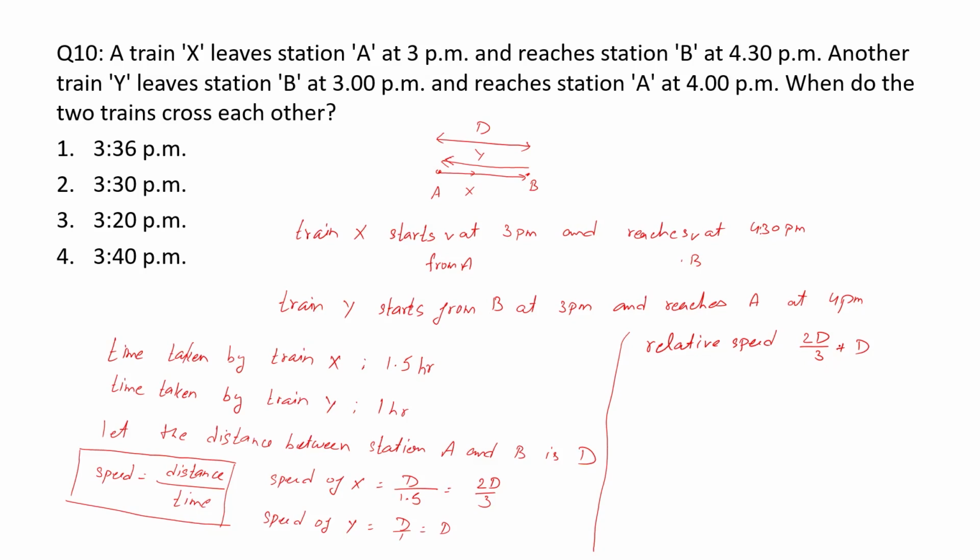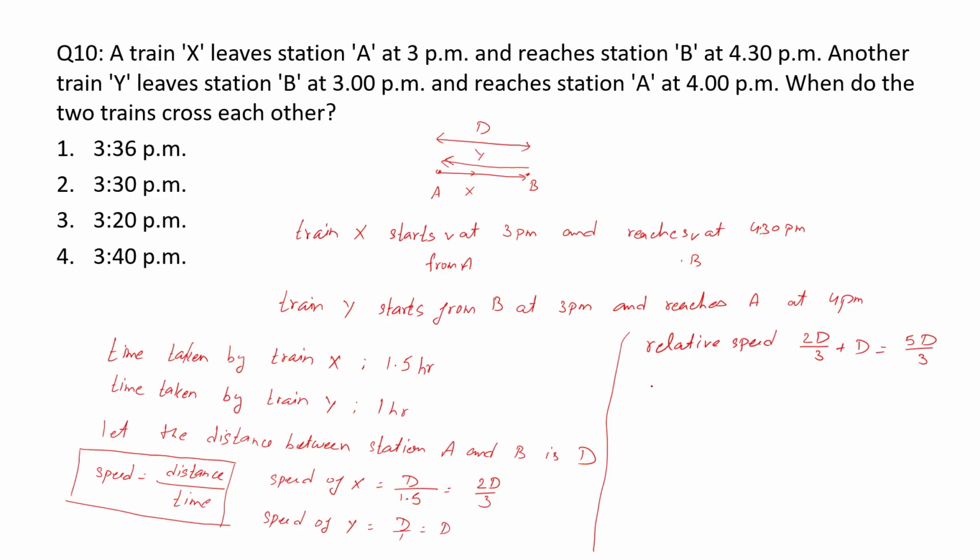Now just try to imagine the scenario when both the trains x and y are going in the same direction. If both are going in the same direction, they will take longer time to cross each other, right? However, if they are running in opposite direction, they will cross each other faster because the speed will add up. So relative speed will add up, 2d upon 3 plus this. It becomes 5d upon 3. This is the relative speed.